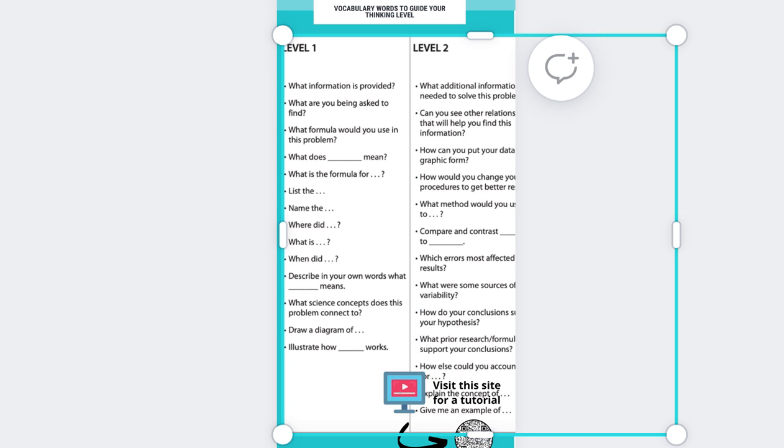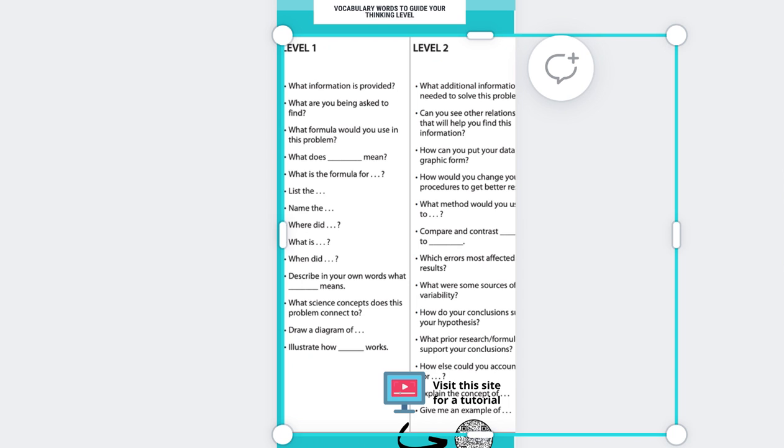If we're going to start at level 1, we're going to be asking or answering questions like, what information is provided? What are you being asked to find? What formula would you use in this problem? What does blank mean? What is the formula for? You might create lists, you might name things, you might describe in your own words what something means.